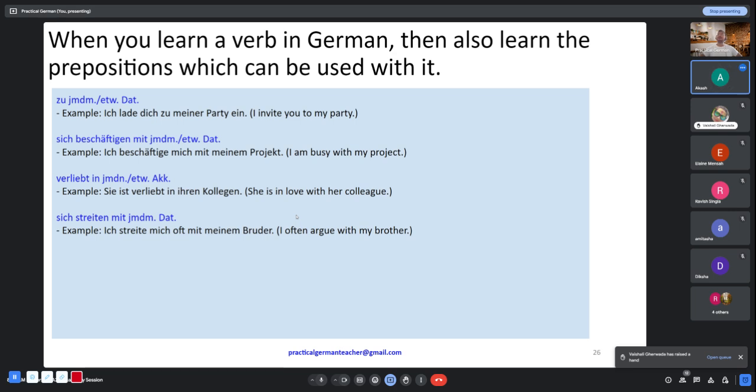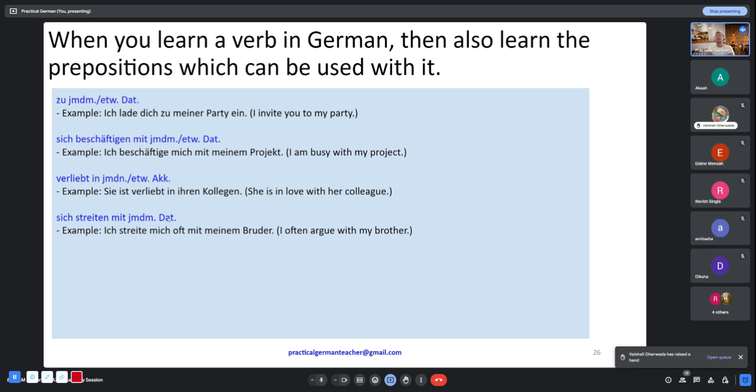Sich streiten mit jemandem, Dativ. There is no "etwas" or something, right? There was supposed to be something, but there should be "mit jemandem oder etwas", Dativ. Yeah, it was Dativ. Okay. Ich streite mich oft mit meinem Bruder. I often argue with my brother.